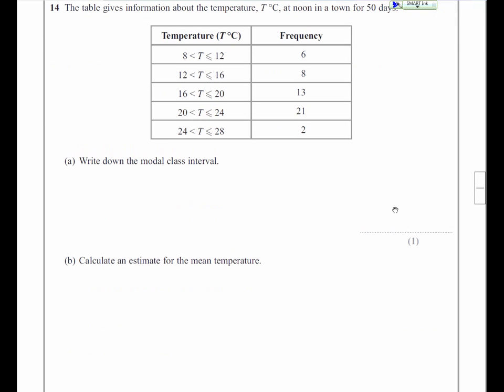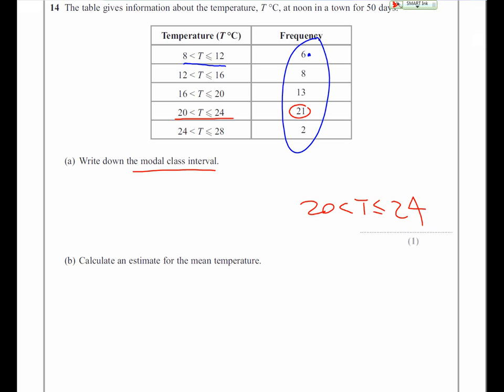Question 14. The table gives information about the temperature, capital T, at noon in a town for 50 days. Okay, so someone has gone to the trouble of recording all this data, and this means that there were 6 things that were between 8 and 12 as a temperature. Write down the modal class. So the modal class is the one with the most measurements in. This has got 21 recordings in the class between 20 and 24. So you'd write down that is the modal one, the most common.